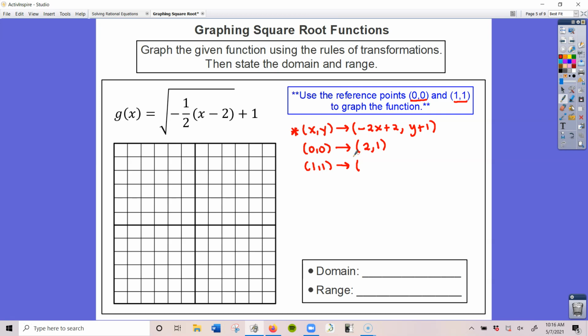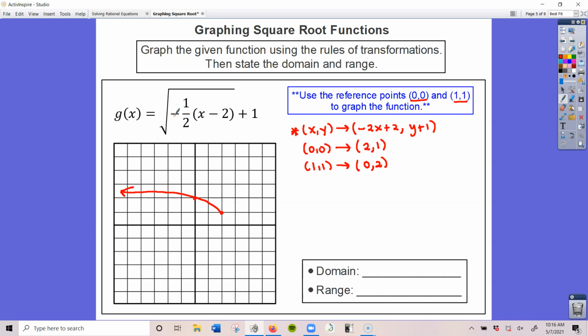Now when I plug in 1, 1, -2 times 1 is -2, plus 2 is 0. And then 1 plus 1 is 2. So I'm going to plot my points here, 2, 1, and 0, 2. So follow the direction of your points. This was the first one, this is the second, so that means that my graph is going to open like this. And you can also use your transformations to kind of understand the graph, right?